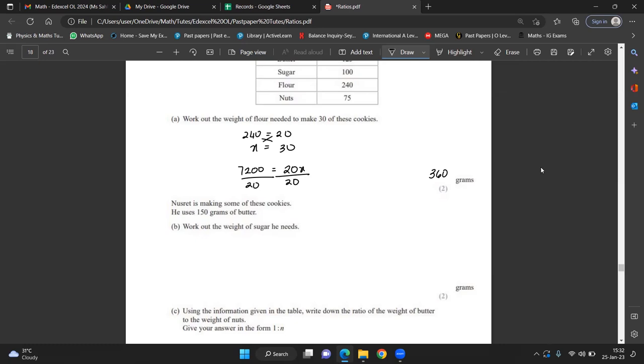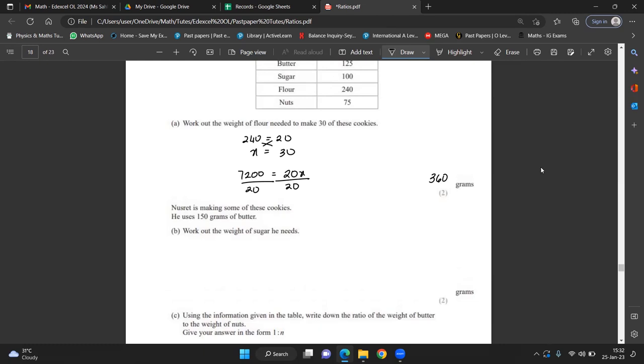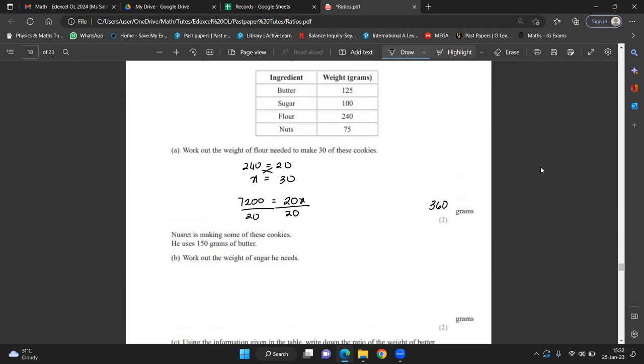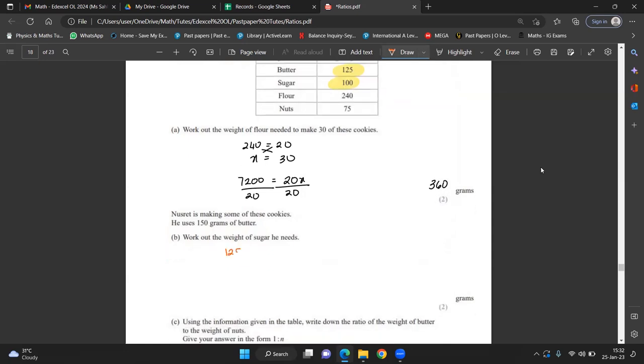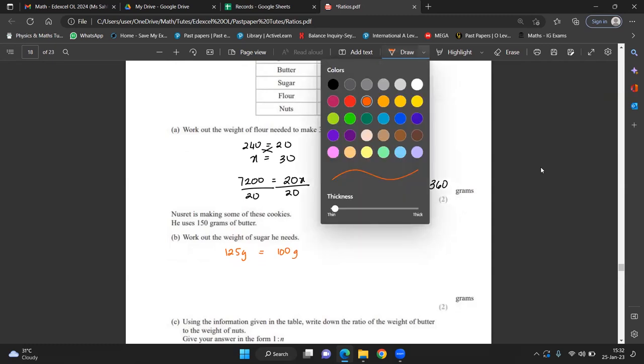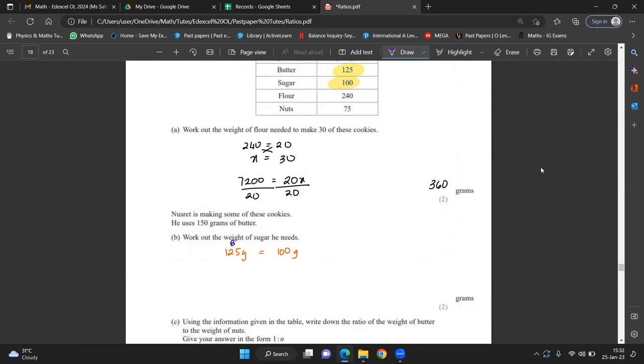Okay, tell me. Work out the weight of the sugar he needs. Now, guys, he is using 150 grams of butter is the information they've given, but they are talking to you about sugar. Is there any relationship? So what you can do instead is, when they use 125 grams of butter, they use 100 grams of sugar. So we can name this as B and this as S.